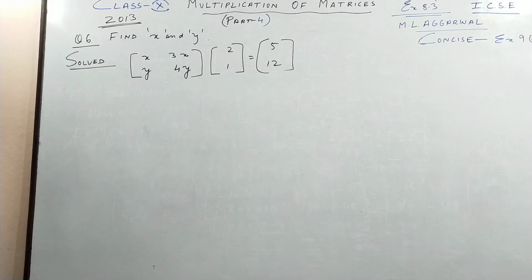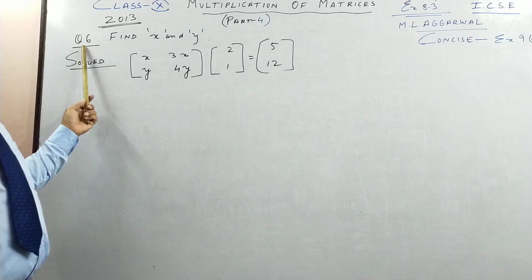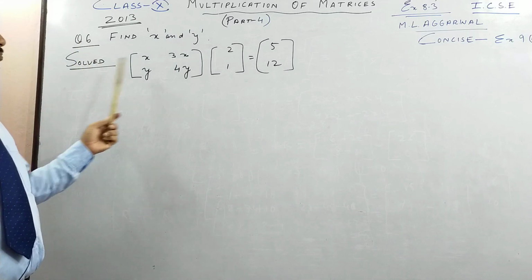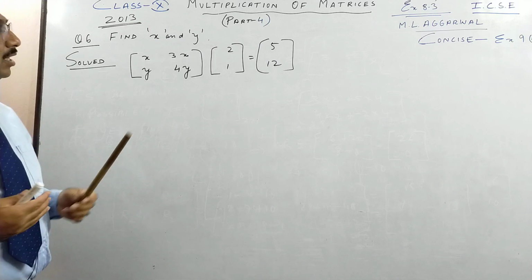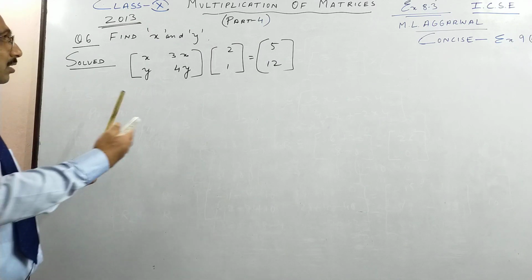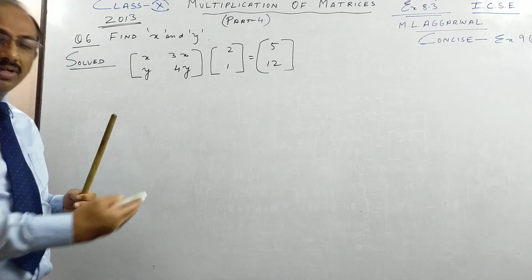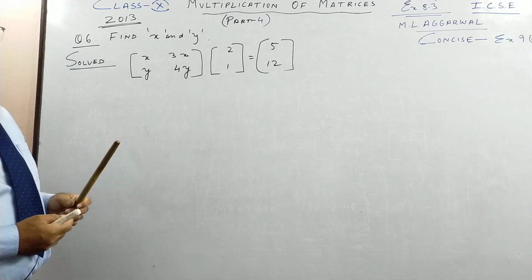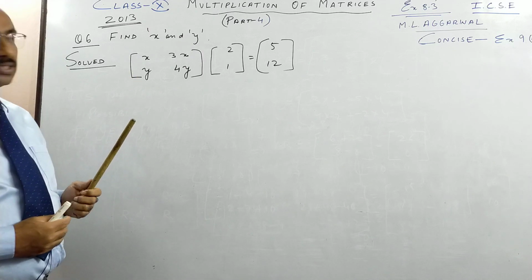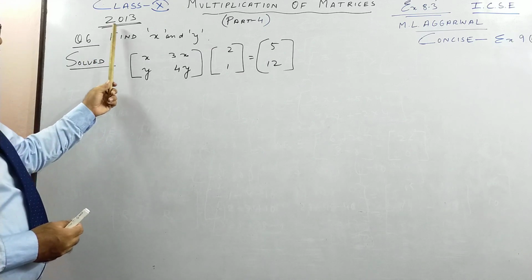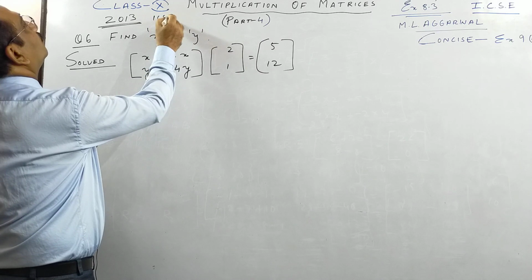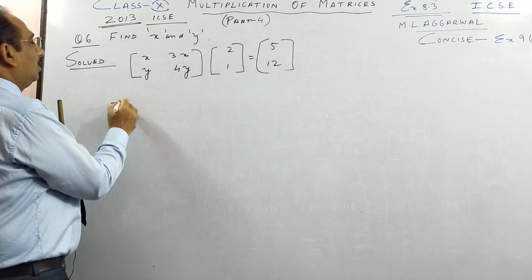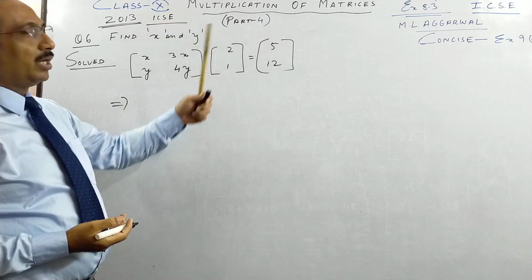So we move on to the next question, which is question 6 in the solved examples of ML Aggarwal. Why have I taken these? I have done a lot of study, and I am taking which ones will come one after another, so that you will have a clear concept about matrices. Next I have taken a year 2013 ICSE question. So here we go. We have learned matrix multiplication in part 3.